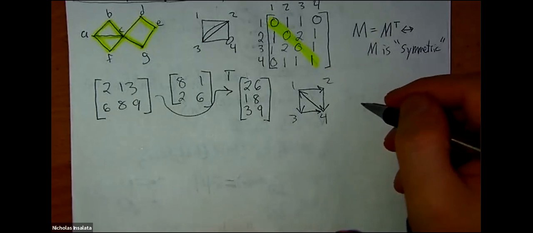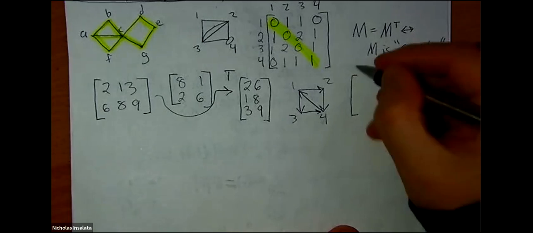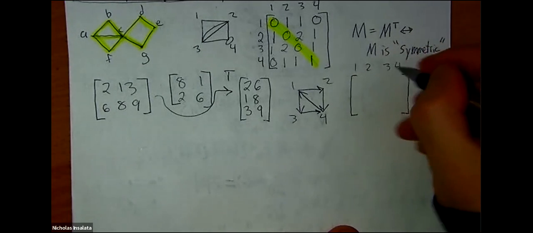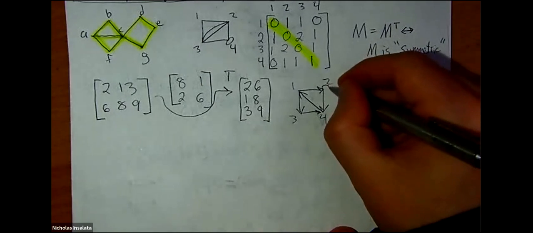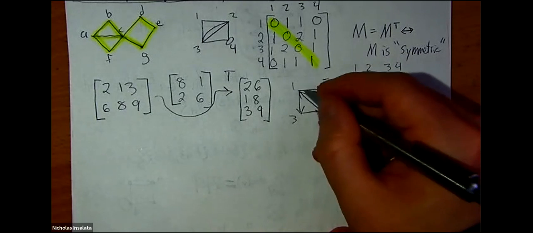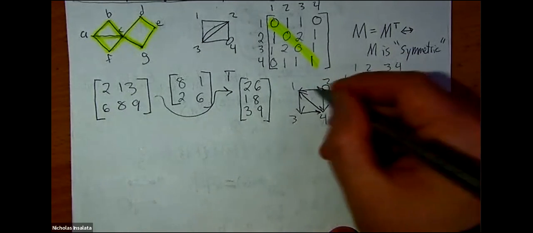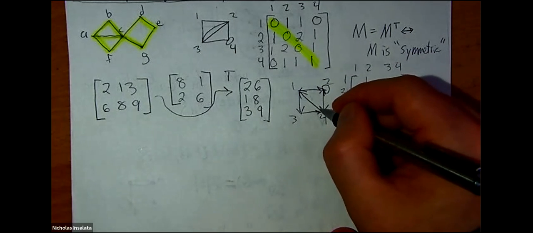Well, this one's going to be a bit different, right? So let's do the matrix here. 1, 2, 3, and 4. 1, 2, 3, and 4. Okay. 1 goes to 2. Let's put some loops on there as well. Why not? And let's make some of these bidirectional, and let's do a parallel edge as well.